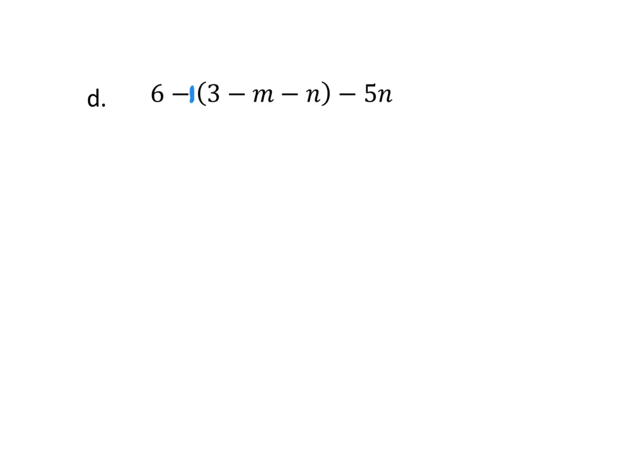So when we distribute, we get 6. We get negative 1 times 3 is minus 3. We get negative 1 times negative m is plus m. And we get negative 1 times negative n is plus n. And we bring down our minus 5n.